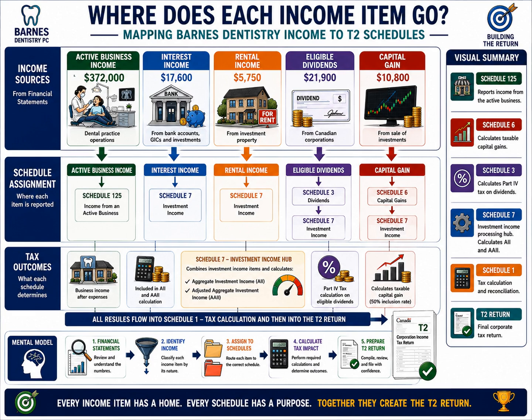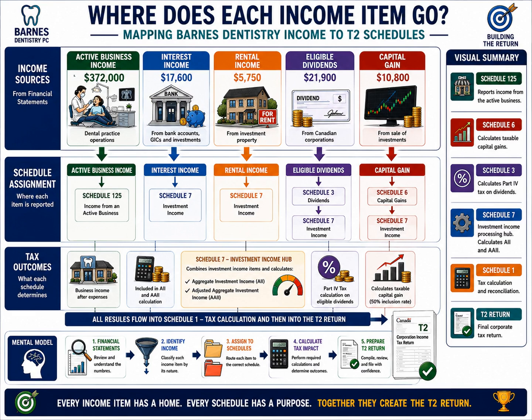Next, let's look at the interest income. The corporation earned $17,600 of interest income from bank accounts, GICs, and other investments. Interest income is considered passive investment income. As a result, it flows directly into Schedule 7, where it becomes part of the aggregate investment income calculations.